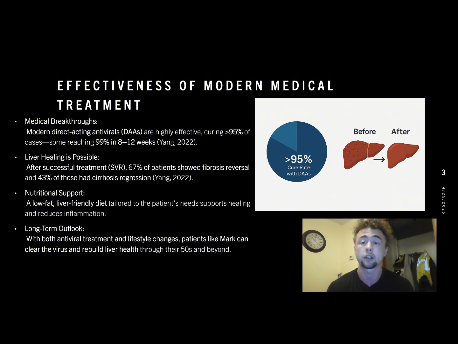A low-fat, liver-friendly diet helps to reduce inflammation in the liver as well by not causing too much GI distress and too much bile to be produced, which could also lead to issues with the gallbladder. Long-term outlook is that most people can look to live beyond their 50s, as long as they maintain a healthy diet, exercise, and stay up to date with medical treatment.